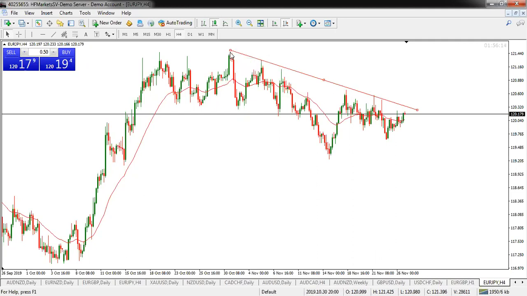What do I mean? This is the first point. This is the second point. So with these two points, I'm sure that I have a trend. This is the third point. So I have confirmed this trend line.